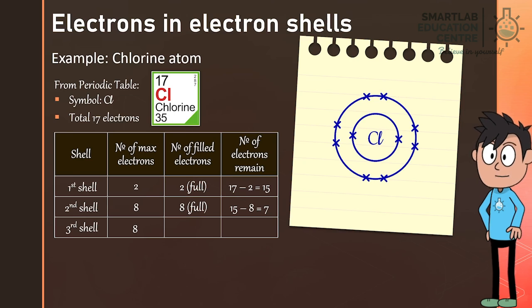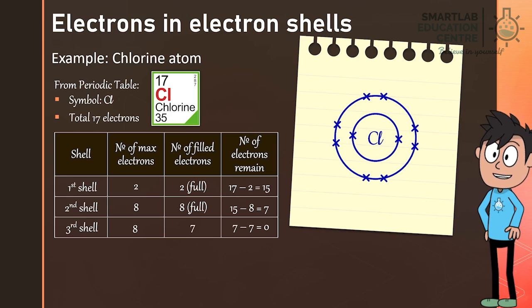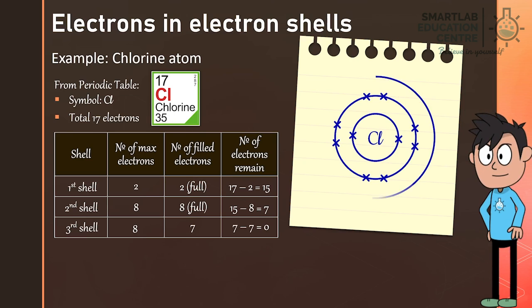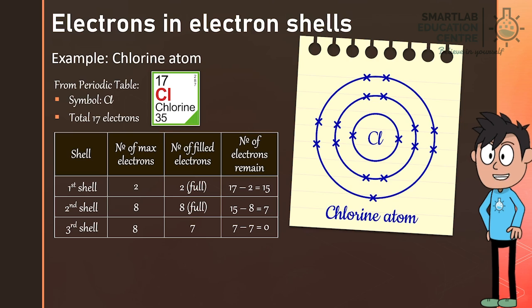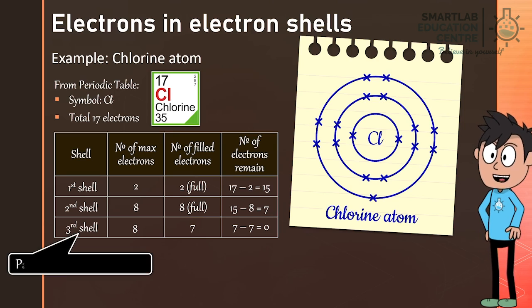The third shell can have a maximum of 8 electrons, so the last 7 electrons can only partially fill the shell. In other words, the valence shell of chlorine atom is the third shell, which is partially filled with 7 valence electrons.